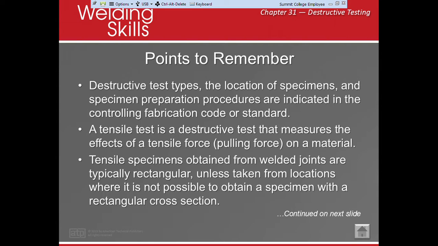Okay? A tensile test is a destructive test that measures the effects of a tensile force, or a pulling force, on a material. Tensile specimens usually are from welded joints, but can be rectangular, unless they're taken from where it's not possible to obtain a rectangular specimen, and we're going to use what? It's going to be circular, or I should say cylindrical.